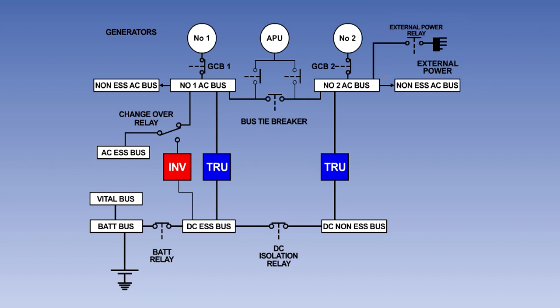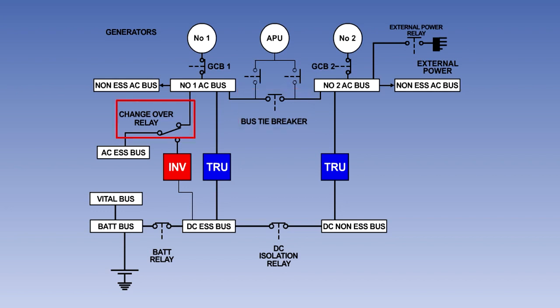This is how the system will look during normal operations, with both engine-driven generators online. The two engine-driven generators will supply their individual main and non-essential busbars through the closed contacts of their generator control breakers. The bus tie breaker will be open, keeping the generators apart. Remember, in this type of system, the generator outputs are never connected together.